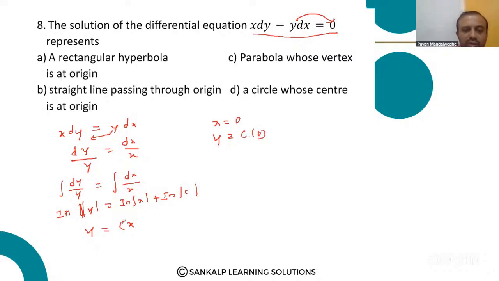Substituting x as 0 in the given equation y equals cx, y is equal to c into 0. So y is equal to c into 0 means what? It is nothing but 0. So option B is the correct answer. The straight line is passing through the origin.